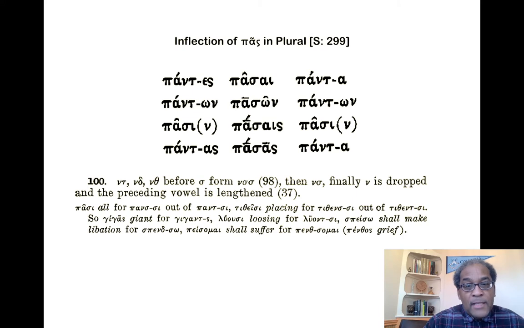So out of nu tau, nu delta, and nu theta before sigma, you form nu sigma sigma, then nu sigma, and finally the nu is dropped and the preceding vowel is lengthened. So this is a very important rule that will make a lot of sense of what seems crazy if you take the time to learn it. So I'll leave the examples at the bottom at Smyth 100 for you to examine and ponder. But πᾶς, πᾶσα, πᾶν, very important word.